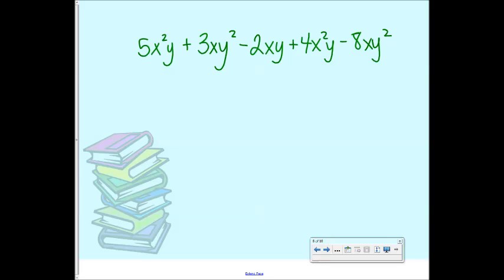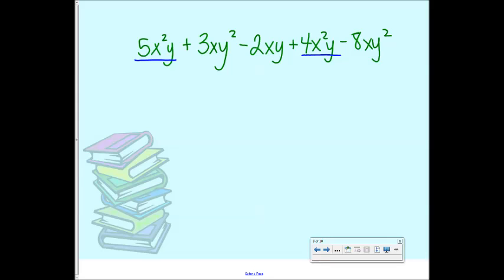The 5 is like the 4. Good. The 5 is like the 4. So when I'm combining my like terms, if I have a different colored pen or pencil, I would use that. But if I don't, I just underline them differently. So this one is like this one.